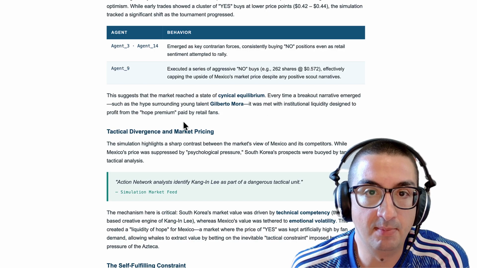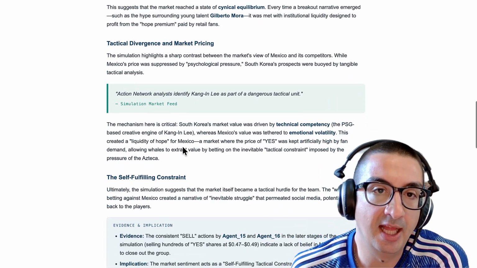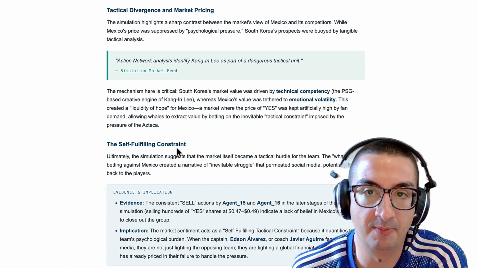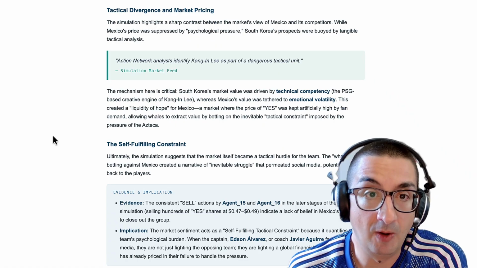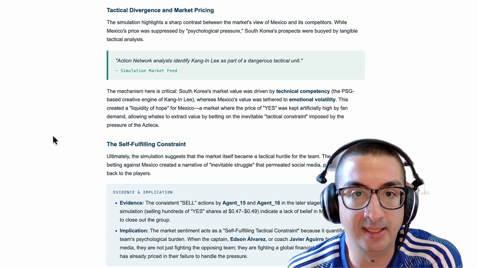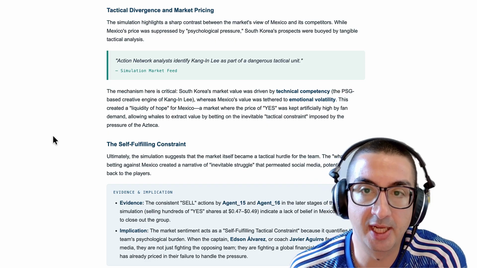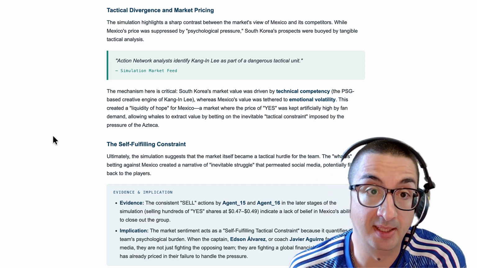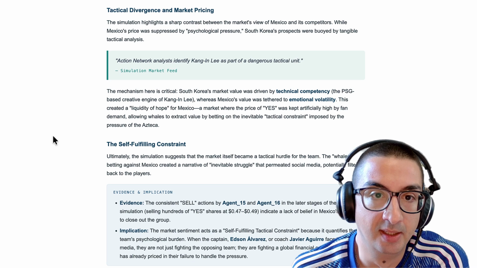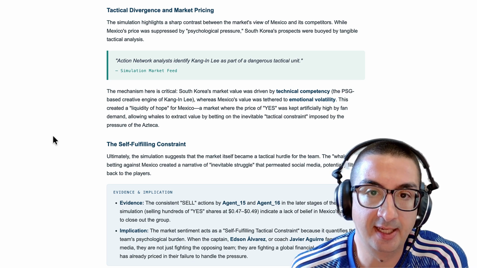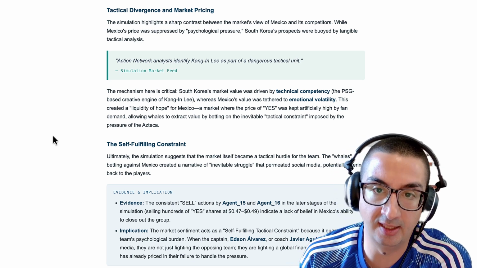Tactical divergence and market pricing. The simulation highlights a sharp contrast between the market's view of Mexico and its competitors. While Mexico's price was suppressed by psychological pressure, South Korea's prospects were buoyed by tangible technical analysis. Action Network analysts identify Kang-in Lee as part of a dangerous tactical unit.